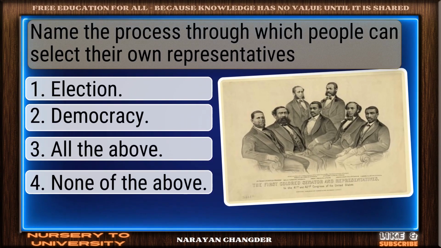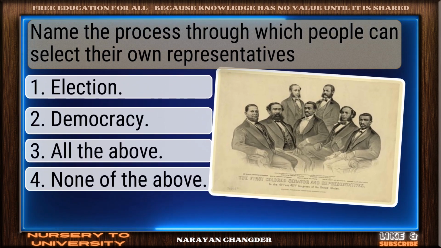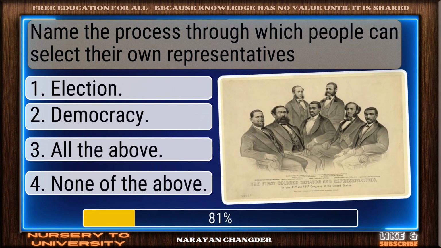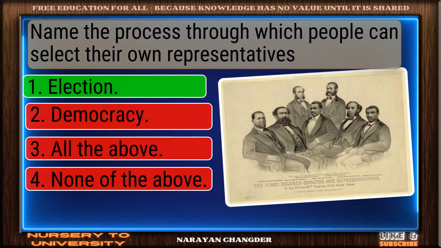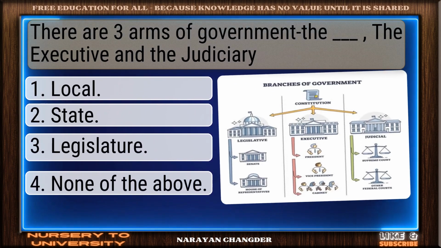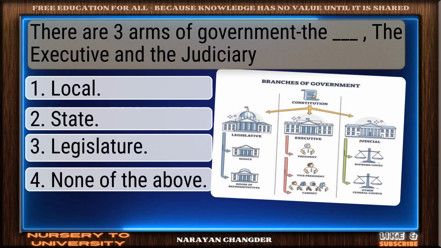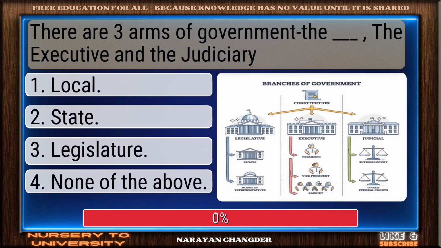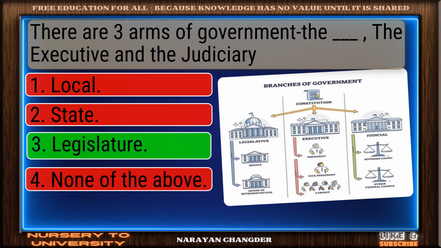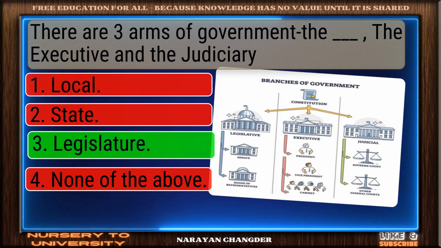Question number 49. Name the process through which people can select their own representatives. You got it. Your choice election is right. Question number 50. There are 3 arms of government, the dash, the executive and the judiciary. Correct. Legislature is the right answer.